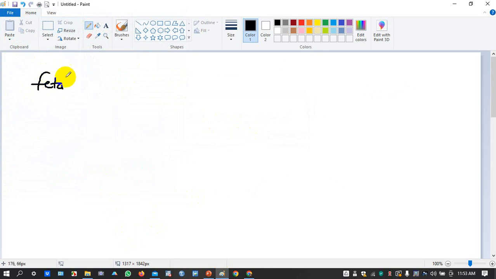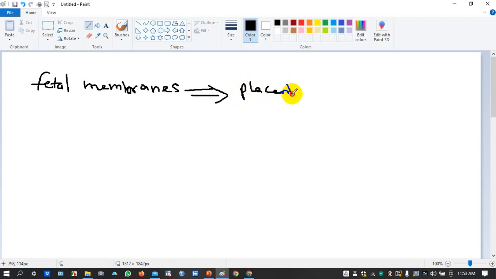Because if you form the baby or the fetus, what should nourish the baby? It is the placenta. So the placenta and the chorion and the rest are accessory organs that will nourish the fetus or make the fetus viable or alive. We call them the fetal membranes: the placenta, the chorion and the rest.